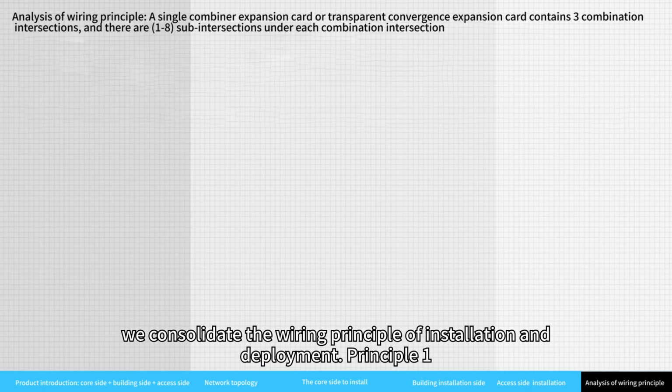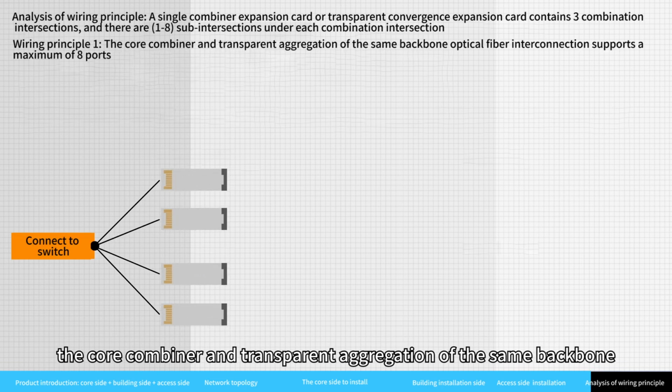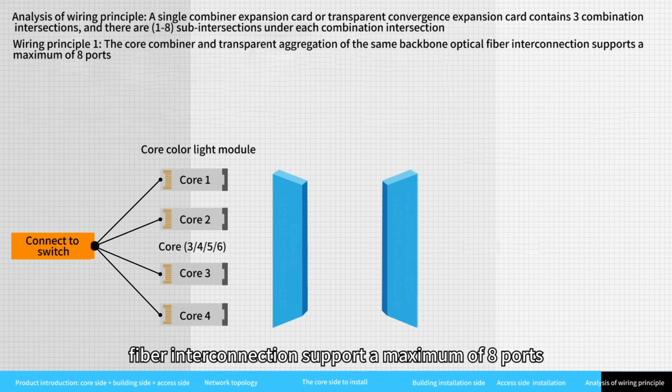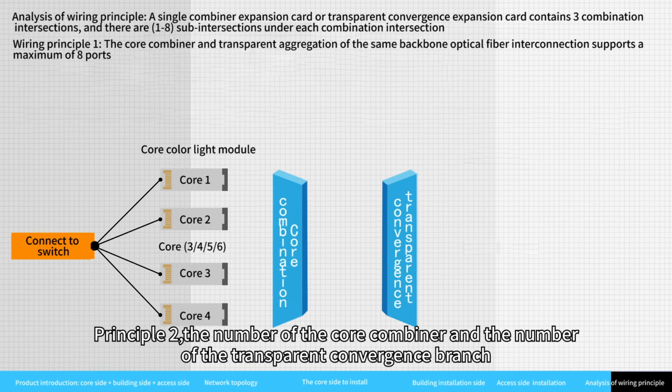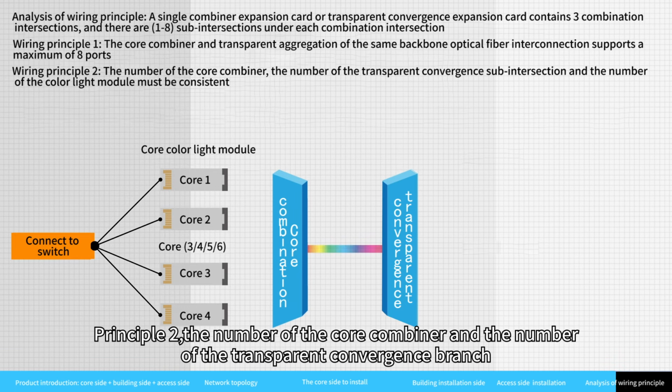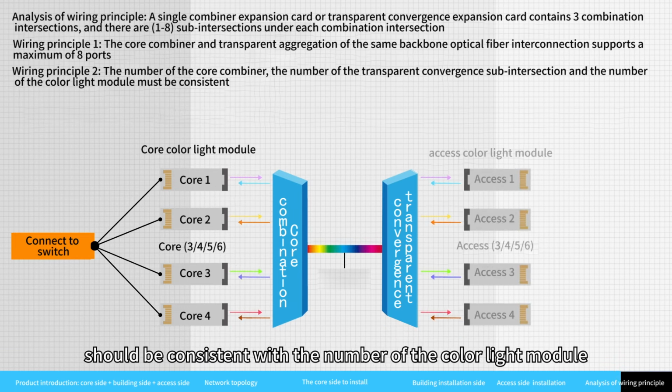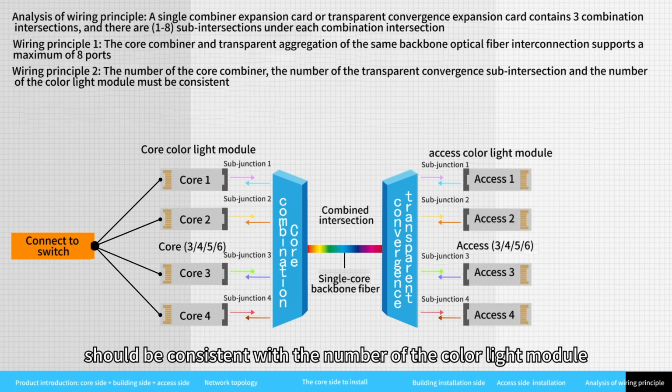Finally, we consolidate the wiring principle of installation and deployment. Principle 1. The core combiner and transparent aggregation of the same backbone fiber interconnection support a maximum of 8 ports. Principle 2, the number of the core combiner and the number of the transparent convergence branch should be consistent with the number of the color light module.